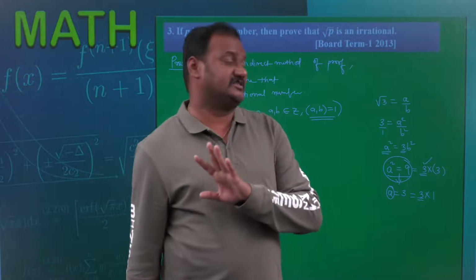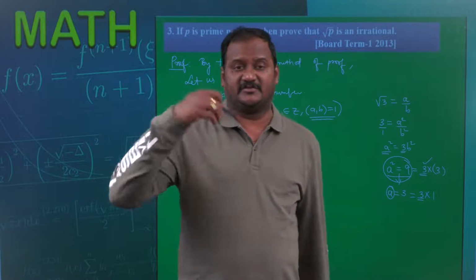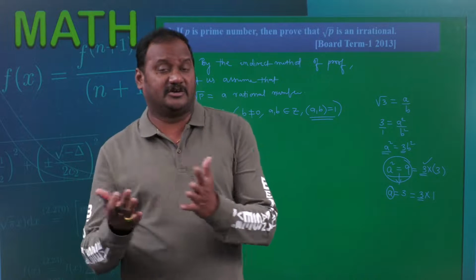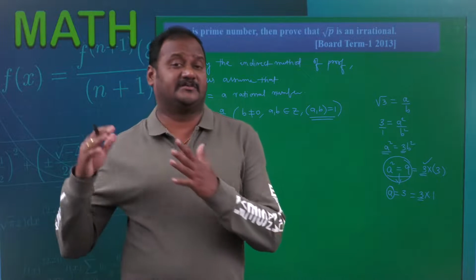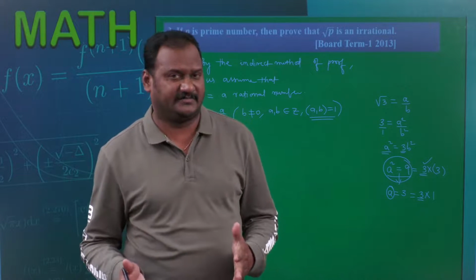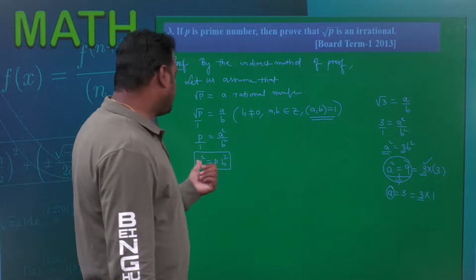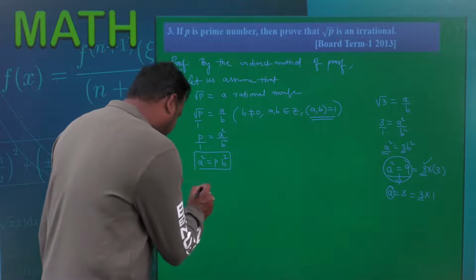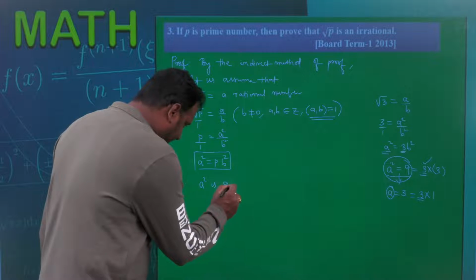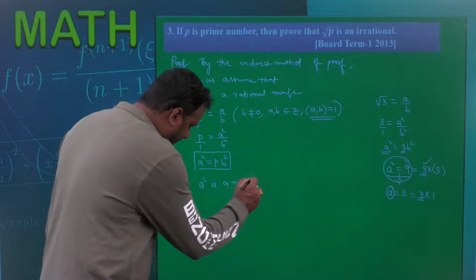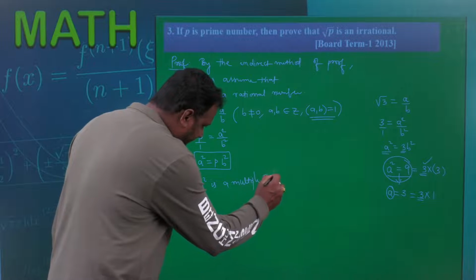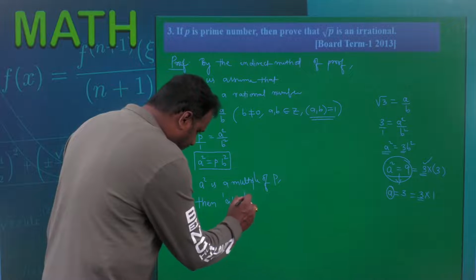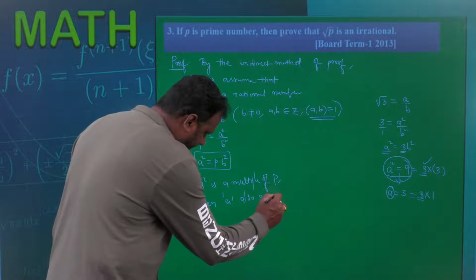Please do remember, this is not only for 3. If a square is a multiple of 2, then a would also be a multiple of 2. If a square is a multiple of 5, a would also be a multiple of 5. If a square is a multiple of 7, a would also be a multiple of 7. You understand? Like that, a square is a multiple of p, because a square is equal to p into b square. So since a square is a multiple of p, then a is also a multiple of p.